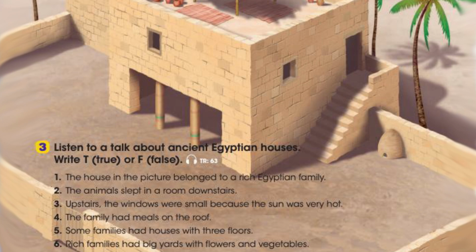There were stairs up to the first floor. The roof of the house was flat. The family used the roof as a place to eat. They had lunch and sometimes their evening meal there. They also slept there when it was too hot inside. Some families had houses with only 1 floor, and then their animals slept outside. But rich families had a big garden in the middle of their house. They grew flowers and vegetables there.